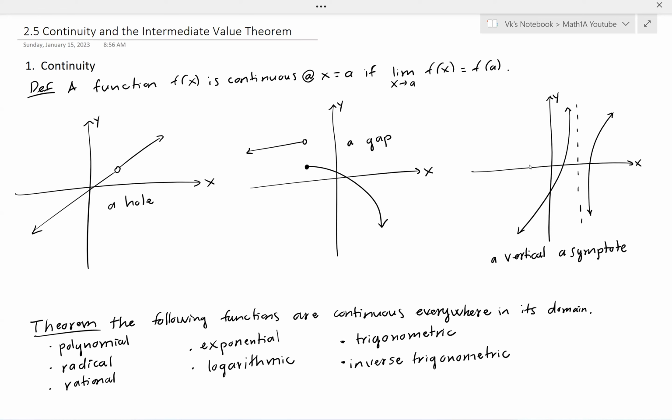There is a theorem that is very important that I want to cover. It says that the following functions are continuous everywhere in their domain: polynomial, radical, rational, exponential, logarithmic, trigonometric, and inverse trigonometric. Let's take a look at some examples.